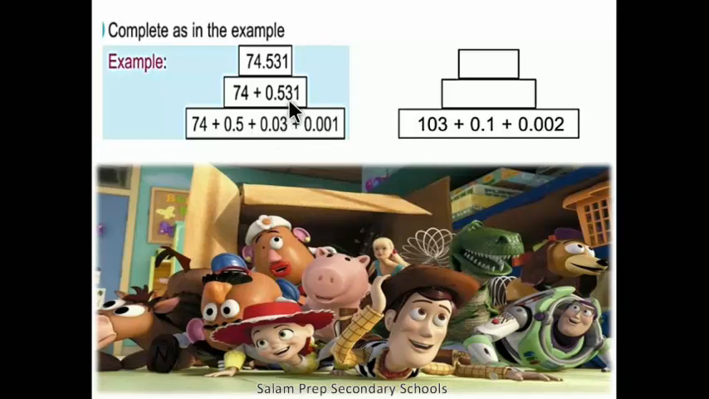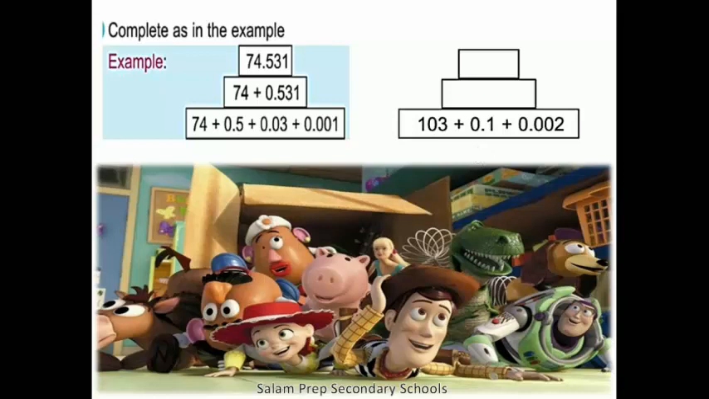The next place is hundredths. There is 3 in hundredths, so I will write 3 hundredths, 0.03, plus 1 in thousandths, okay? So I will write 1 thousandths, 0.0 tenths, 0 hundredths, 1 in thousandths, okay? As in the example, we will solve this problem.